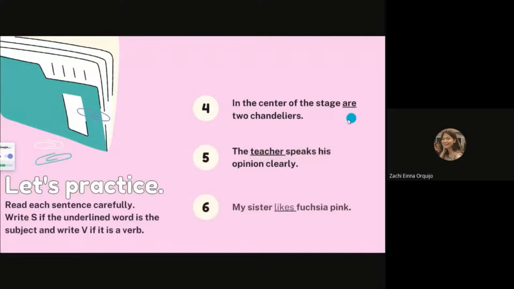For the fourth one, in the center of the stage are two chandeliers. So, ang pinag-uusapan dito or ang subject dito ay two chandeliers. So, yung word na are ay verb or action word.